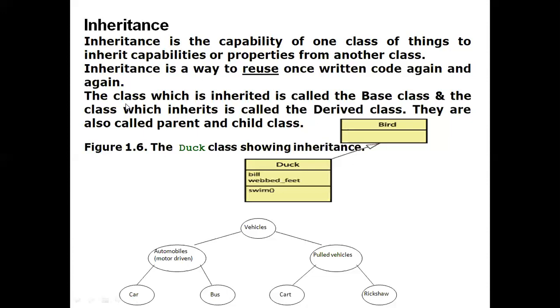We can say that the class which is inherited is called the base class, and the class which inherits from the base class is the derived class. The base class or superclass properties can come into the derived class or subclass. We can say parent and child classes also.